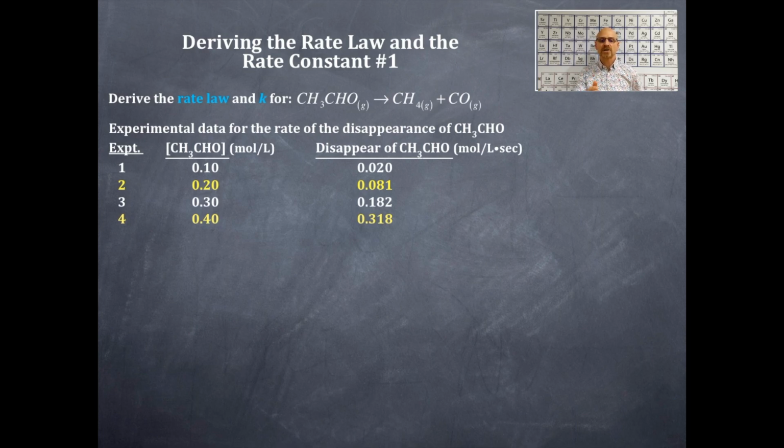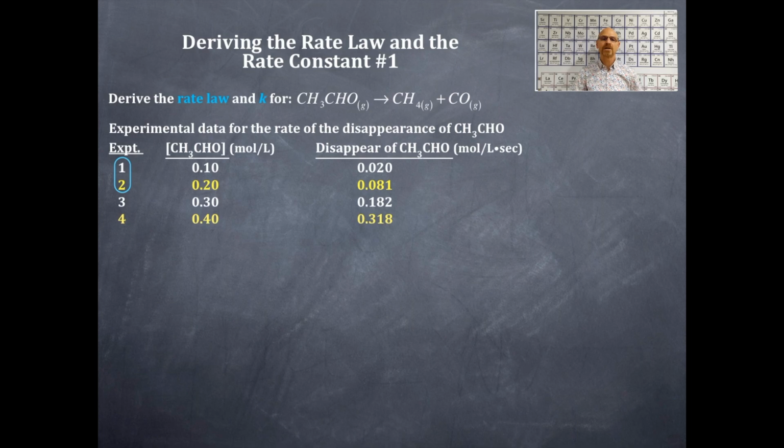We have CH3CHO in concentration, that is moles per liter or molarity. And then we have the rate of the disappearance of the reactant, and that is in moles per liter seconds. Okay? All right, so what we're going to do is compare two different experimental values and figure out how the concentration and the rate of the disappearance of that reactant are related. And then from that information, we're going to determine what the rate law is.